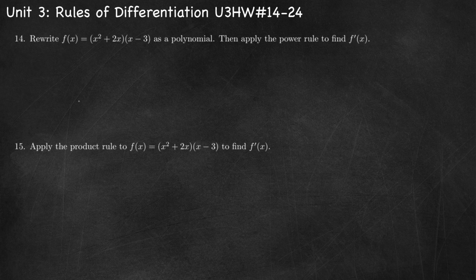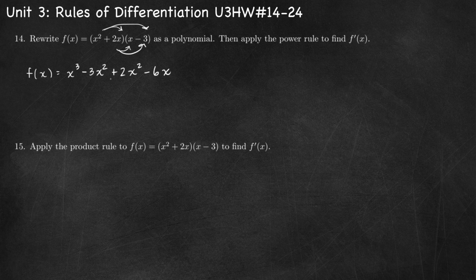rule. So f of x is written as the product of two functions, but we're going to expand this, so we will distribute or FOIL, first, outer, inner, and last, to rewrite this as a polynomial function. So I get x cubed minus 3x squared plus 2x squared minus 6x.